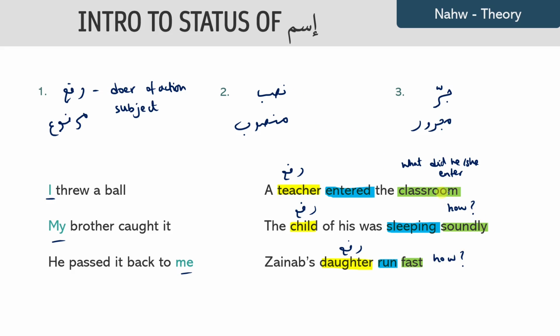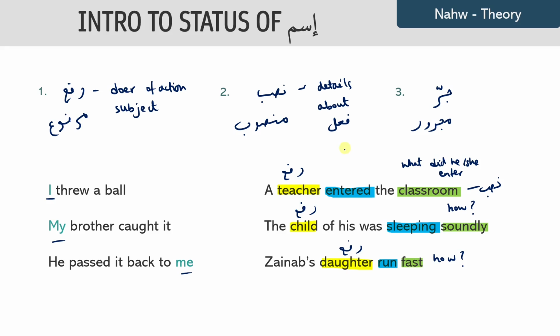And when you have details about the verb, they're going to be in the nasab state. So the nasab state represents details about the fi'l. This isn't the only thing it represents. It represents other things as well. But for now, you have to learn that nasab is the state that represents details about the fi'l, and it answers direct questions about the fi'l. Questions like what, when, how, why, even.